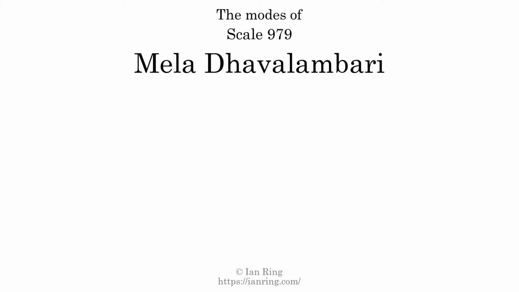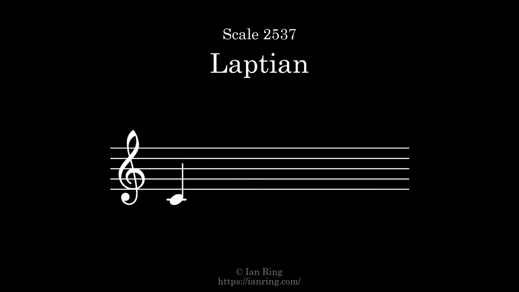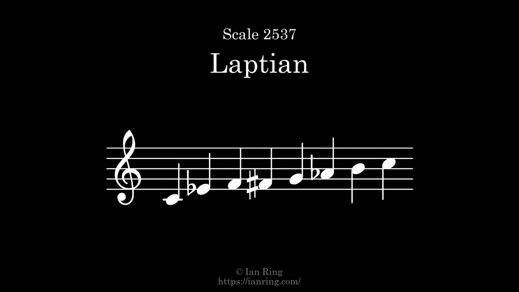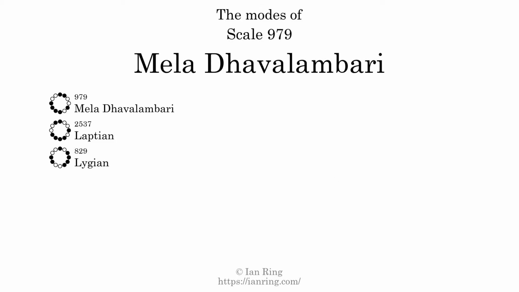This scale has 7 modes. The first mode is itself. The second mode is scale 2537, also known as Laption. It sounds like this. The third mode is scale 829, also known as Lydian. It sounds like this.